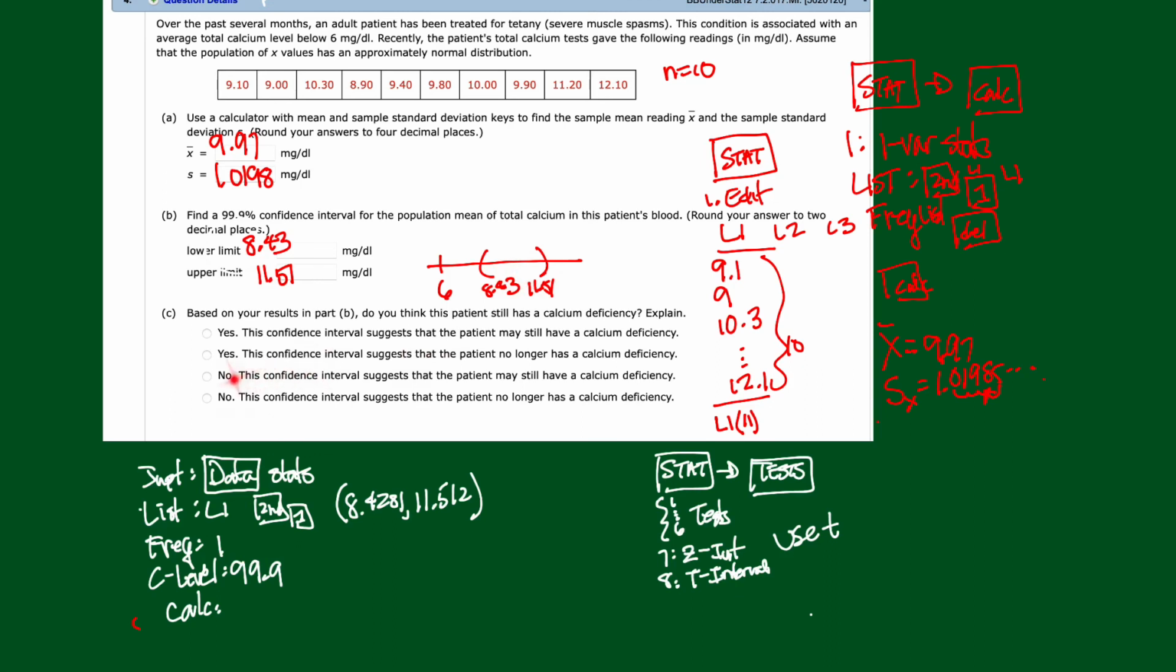So let's say no. No, this confidence interval suggests that the patient no longer has a calcium deficiency. Let's go with that one right there.